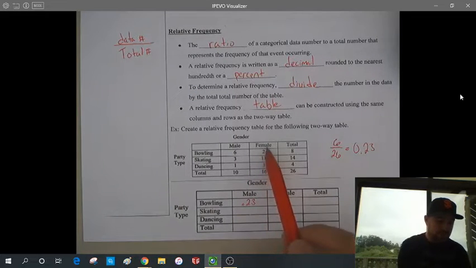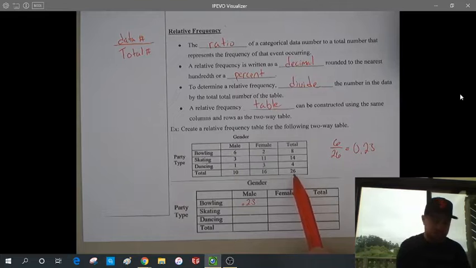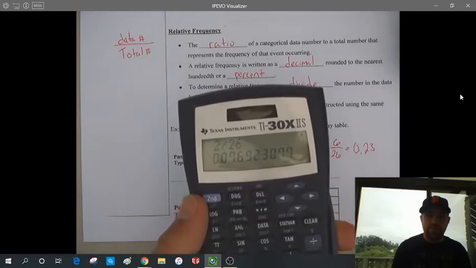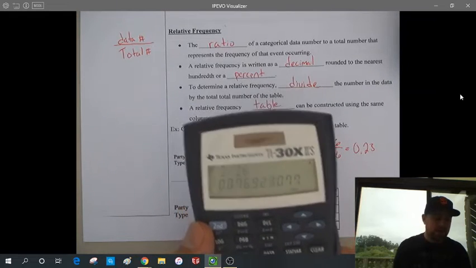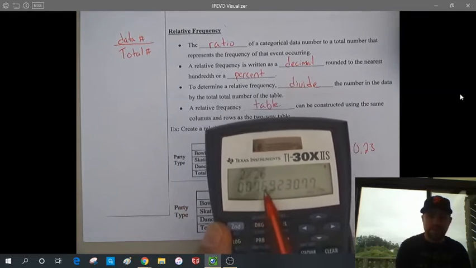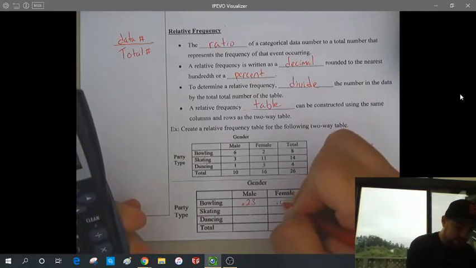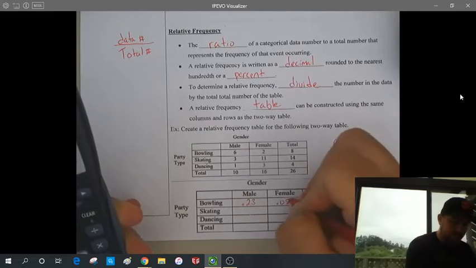So the next one, I'll go to my right here to the number of females that chose bowling. So that would be 2. Divide that by the overall total number of individuals that were surveyed, out of 26. And so my relative frequency here is 0.076. So the 7 is in the hundredths place. The 6 tells it to round up. So I'm going to make that 0.08.